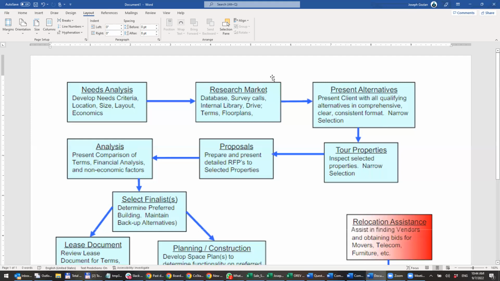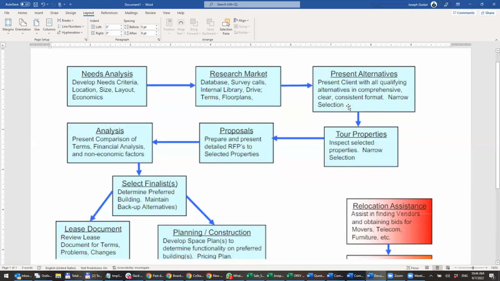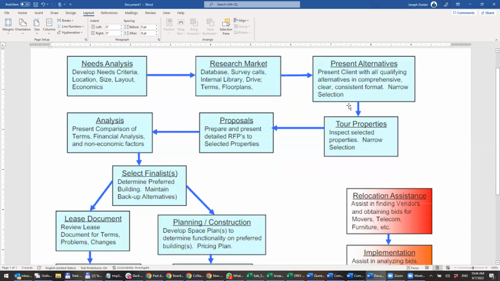What we see over here between the market research and the present alternative: I do maybe 1 or 2 rounds back and forth with the client before we go to the brokers and actually get all the specific details. Once we've narrowed it down to a handful of properties that fit the budget and meet all the other requirements the client has, we go tour the properties, right? We'll go take a look.